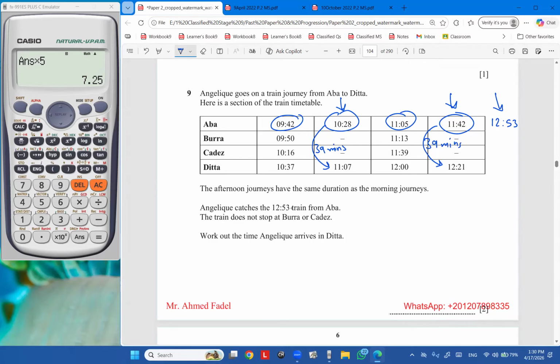All right. So work out the time Angelique arrives in Dida. They told you that this is the same as this and is the same as that, which means it takes 39 minutes.